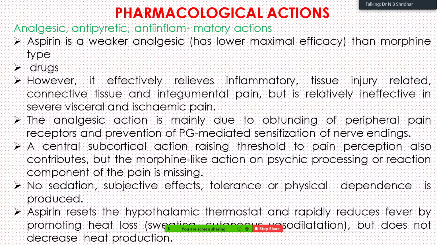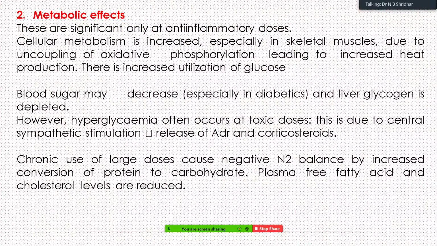Aspirin resets the hypothalamic thermostat and rapidly reduces fever by promoting heat loss through sweating and vasodilation, but it does not decrease heat production. It acts on the central nervous system, switching up the thermostat, so more and more heat is lost. The metabolic effects of aspirin are significant only at anti-inflammatory doses. In lower doses it is not anti-inflammatory; in higher doses it causes that effect.